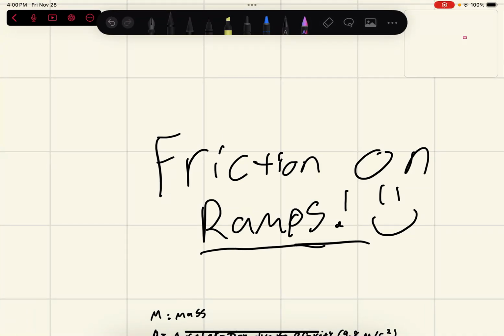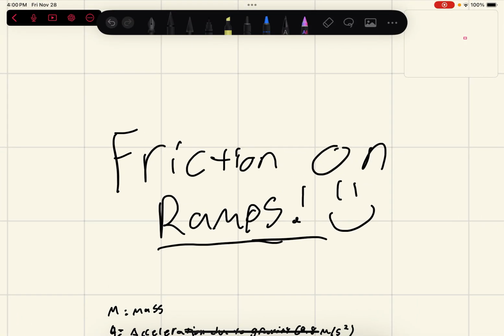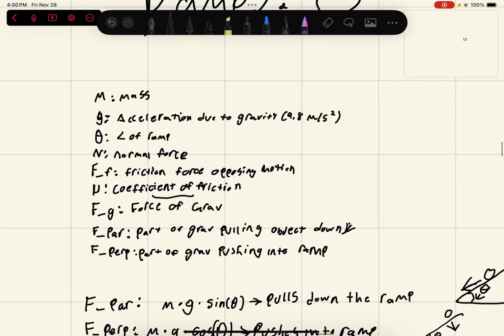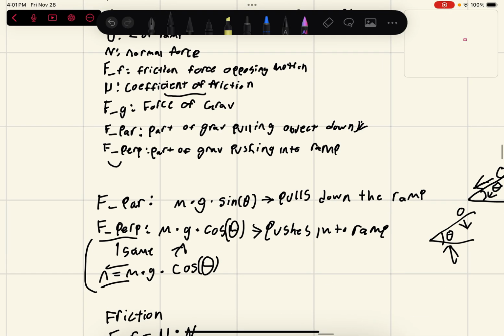Okay, here's me trying to explain friction on ramps as simply and fast as possible. Here are all the different symbols you'll have to know. This symbol right here just means that it's a single sentence. So this is the friction parallel. All right, well, let's get started.